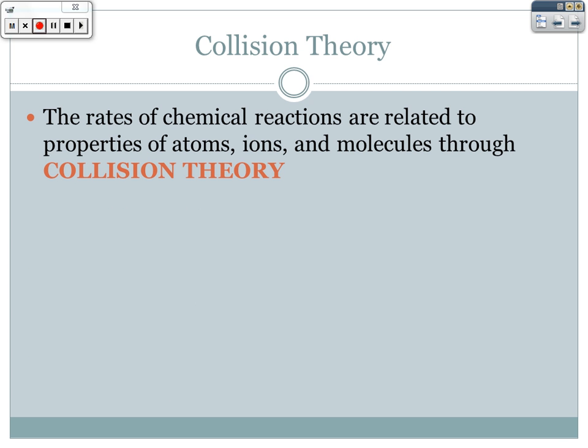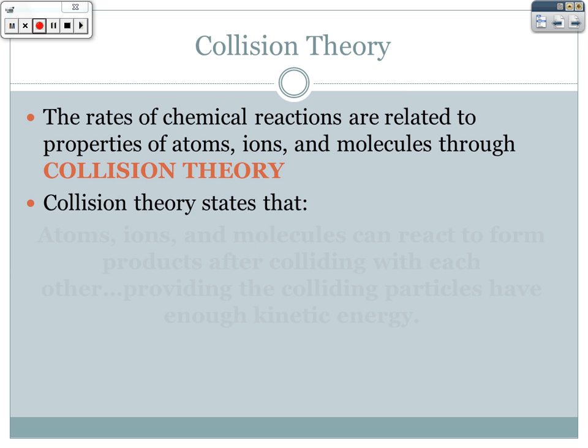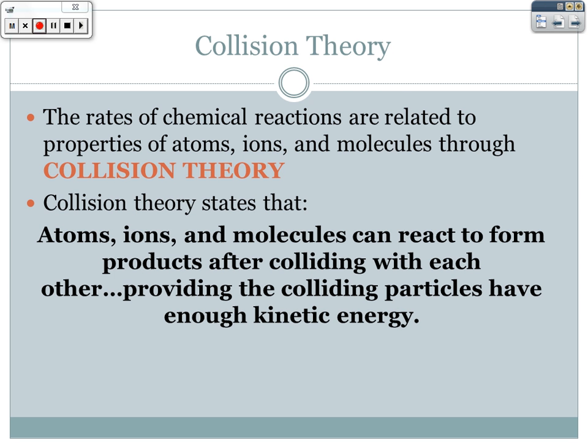So the rates of chemical reactions are related to properties of atoms, ions, and molecules through an idea called collision theory. And collision theory states that atoms, ions, and molecules can react to form products after colliding with each other, providing the colliding particles have enough kinetic energy. So the whole idea of reactants colliding together, we all know that all molecules and particles are vibrating at some frequency and moving with some kinetic energy. But if they collide with enough kinetic energy, they can actually go on to cause these reactions that we've been talking about all year long.